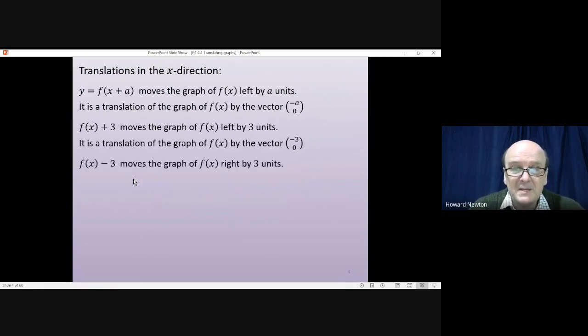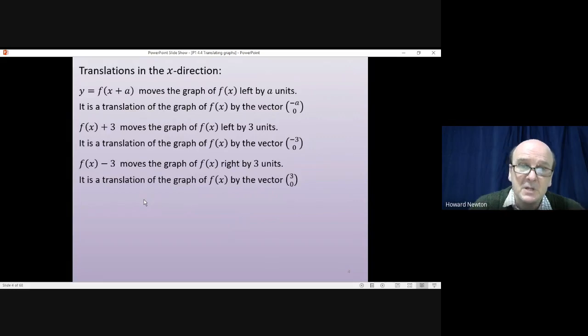And f of x minus 3, that would increase the values. So it would move the graph of f of x to the right by 3 units. It's a translation of the graph by the vector plus 3, 0. So it's important to remember that. It's very easy to get confused on it. Translations in the y direction, what you would expect to happen, does happen. But a translation in the x direction is the opposite from what you would intuitively expect to happen.